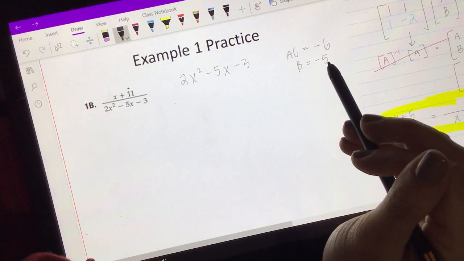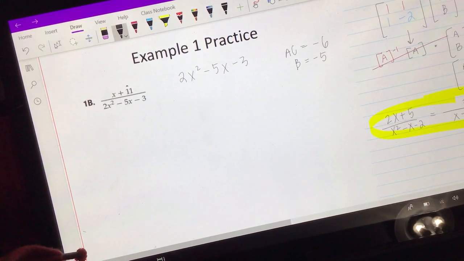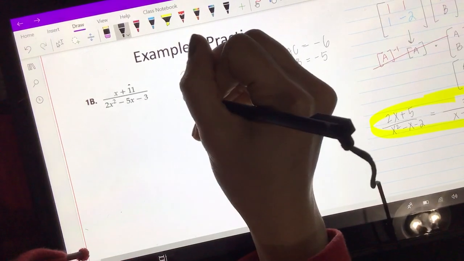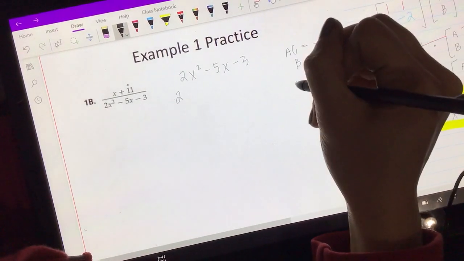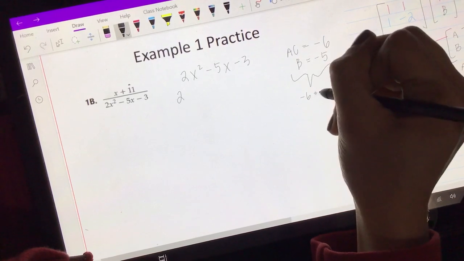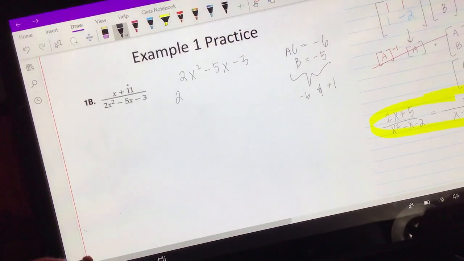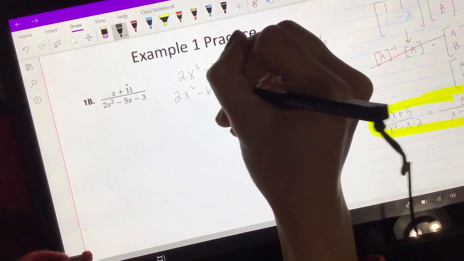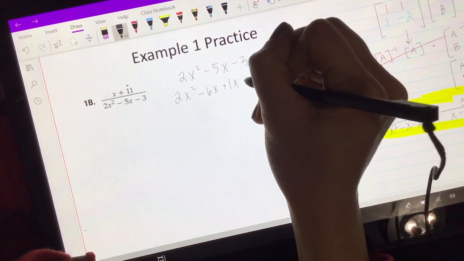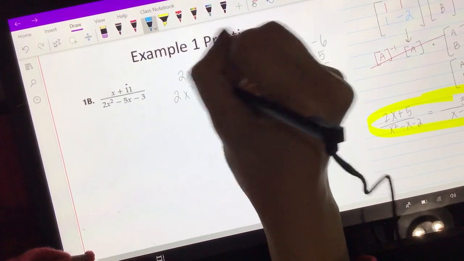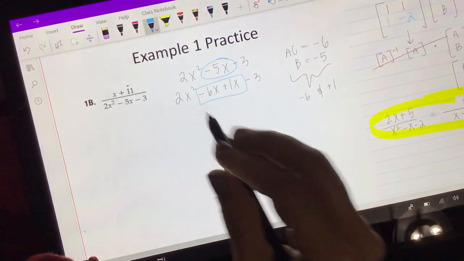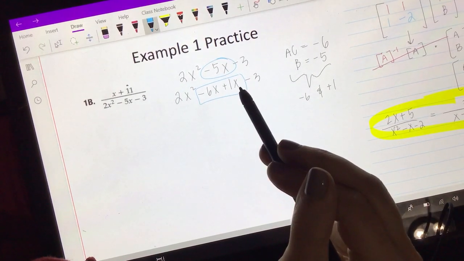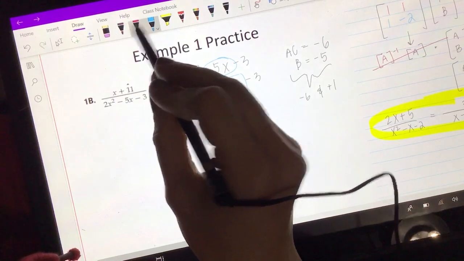That would be -3. No. Let's see. -6 and +1. So we're going to use those two numbers to break down my middle term. So I have 2x squared. Now I'm going to break down my middle term to be -6x, +1x, and then -3. So basically all I did was took the -5x and split it into -6x and +1x. Those are equal. -5x is equal to -6x plus 1x. So that's allowed.